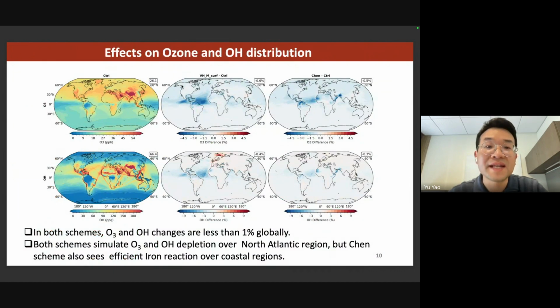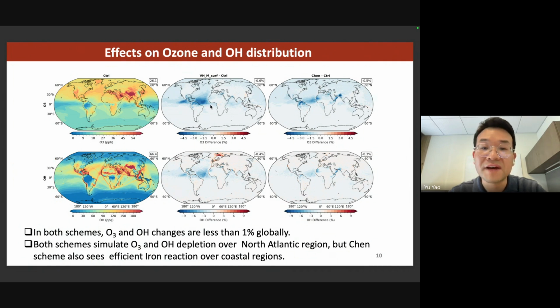So we also analyze the effects on ozone and OH distribution. Here, the first column is for the control case simulated ozone and OH. The second column is the difference between the Verhagen Maiden scheme and the control case. And the third column is for the difference between the TEN scheme and the control case.